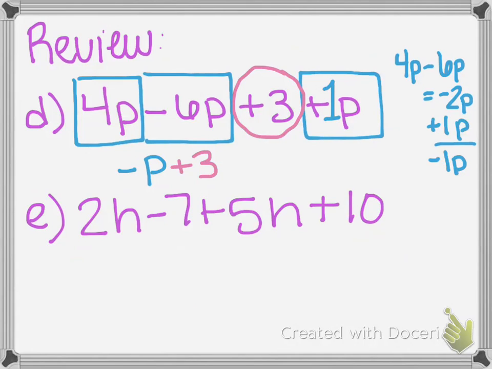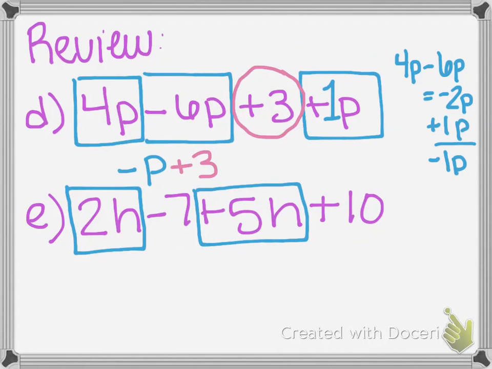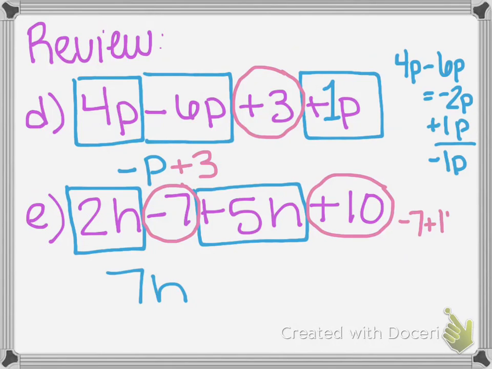In the last review problem, I see 2 terms with an h, 2h and plus 5h. So 2h plus 5h is 7h, and this time we've got a minus 7 and a plus 10. So we can think of that as negative 7 plus 10, which is positive 3. So if it's positive 3, it's going to become plus 3 in our solution, 7h plus 3.